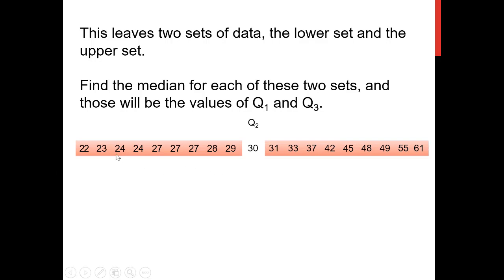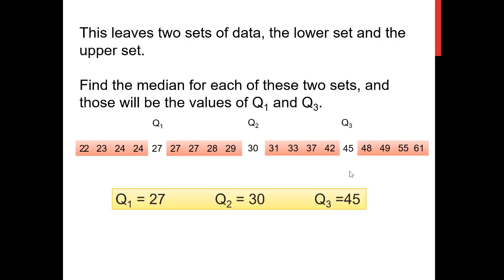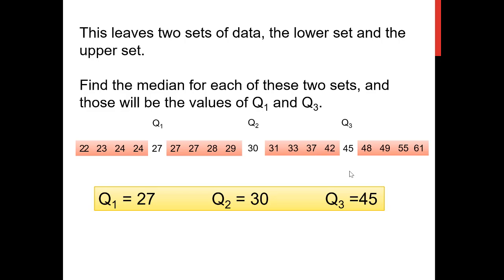So if we look at that data set again, and I look at the 9 data values on the left, there's 4 and 4. So the median of the first set is 27. But it's not just any 27, it's the first 27. So that's my Q1. And then I look at the 9 data values on the right and the data value in the middle is this 45, and that's my Q3. So my quartile values are Q1 equals 27, Q2 equals 30, and Q3 equals 45.